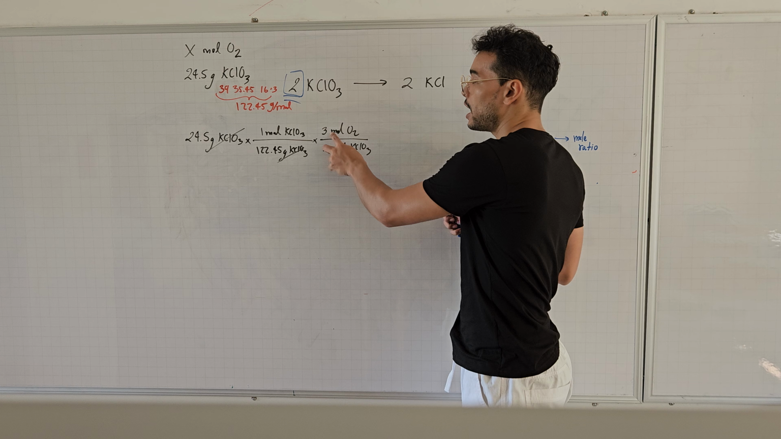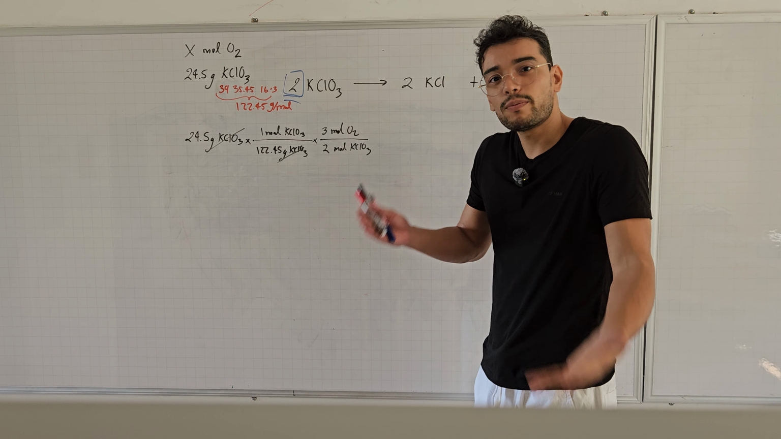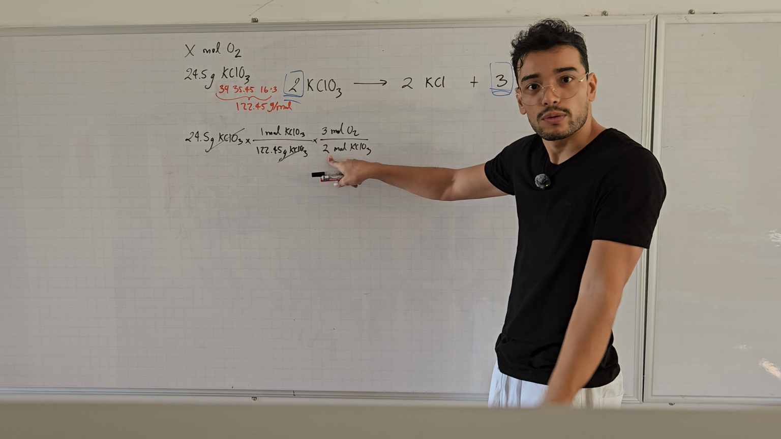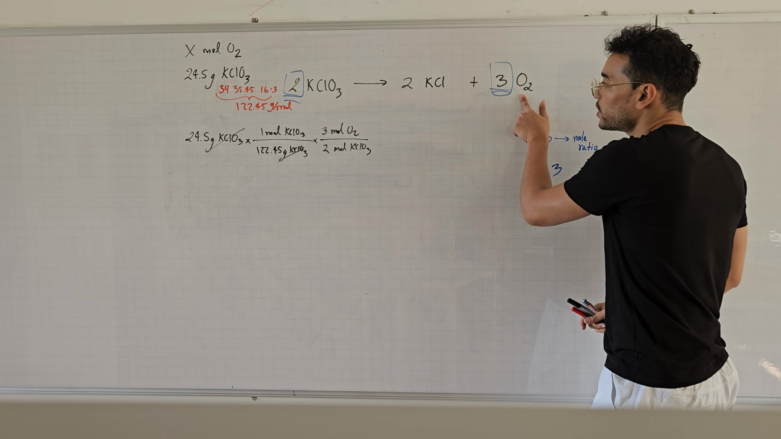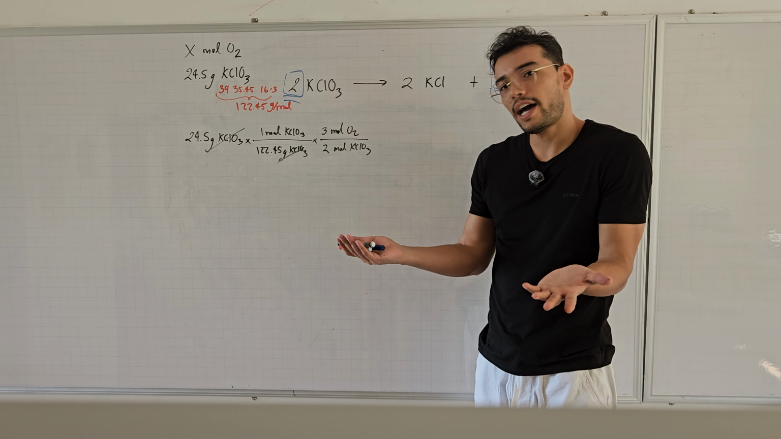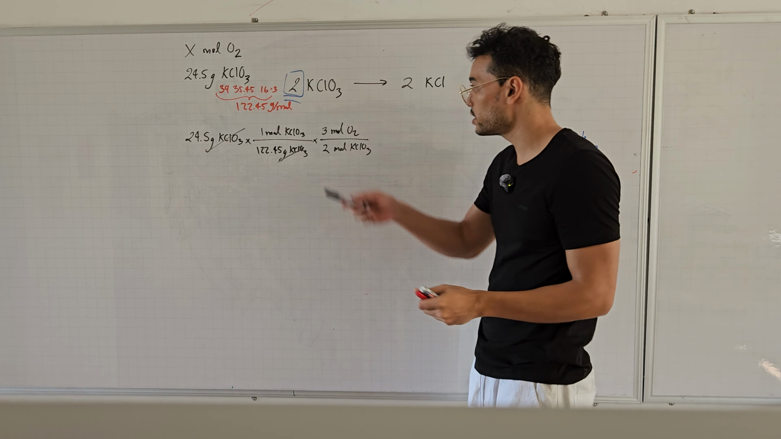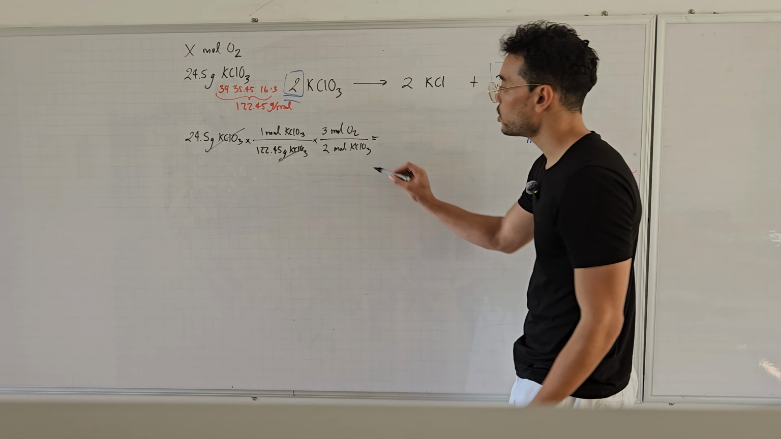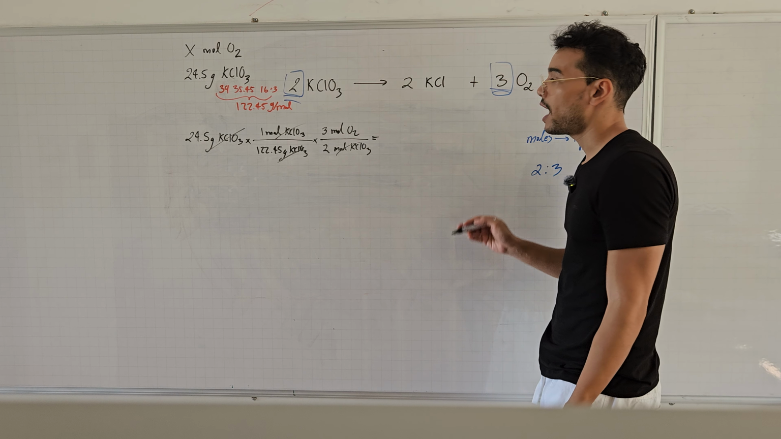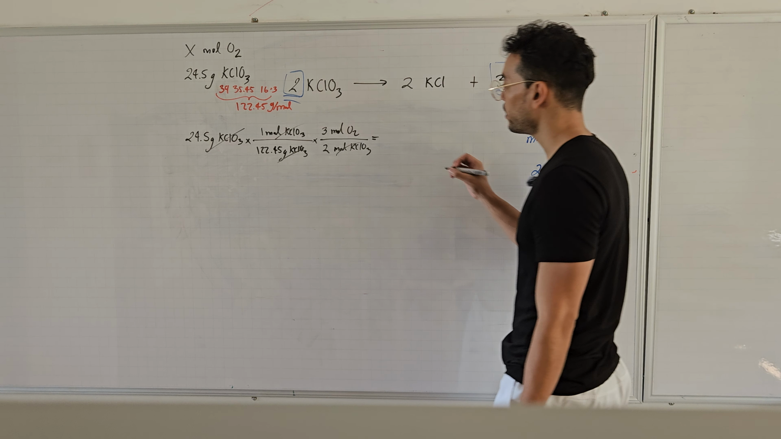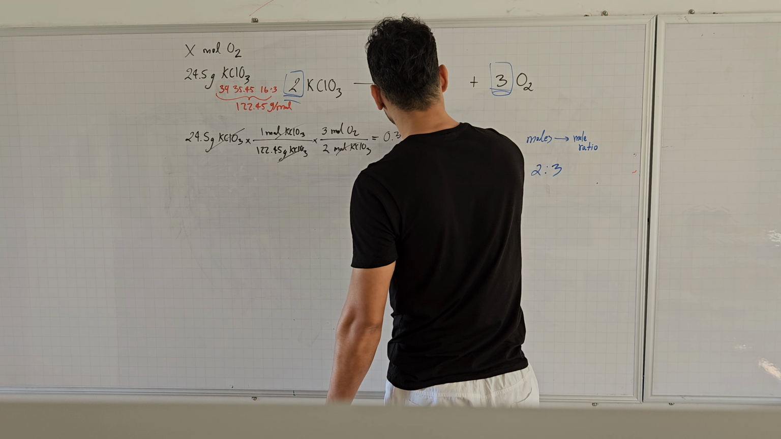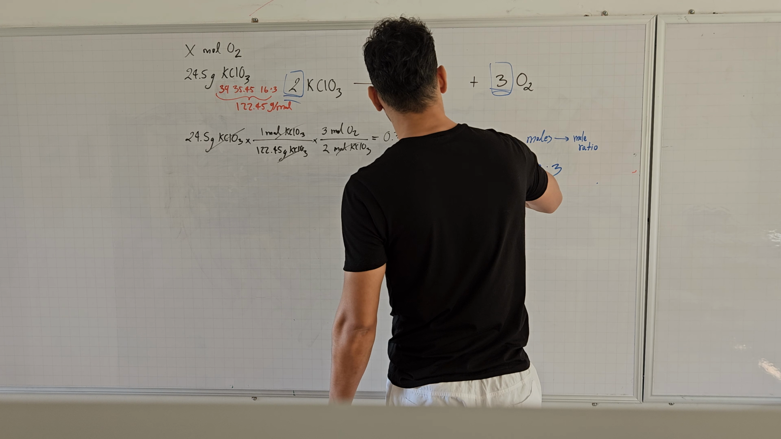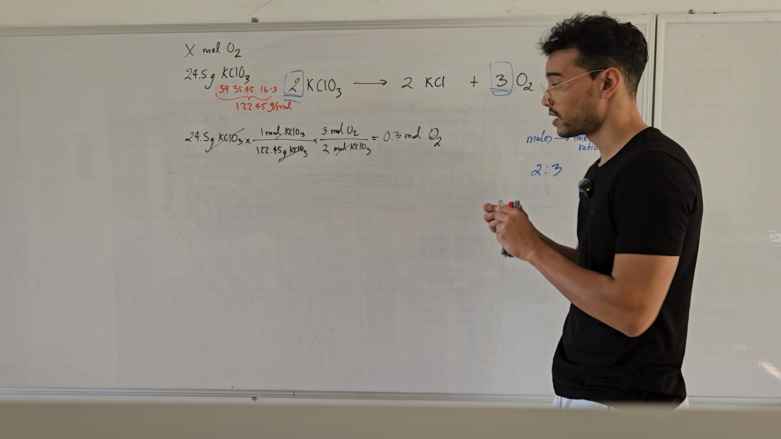Now, how to find the numbers? It is just the stoichiometric coefficient in the reaction. We have 2 moles of potassium chloride, 3 moles of oxygen. I'm not doing anything other than writing down whatever I have there. And I just cancel this with this. And what will be my outcome? My outcome will be 0.3 moles of oxygen. And that is it.